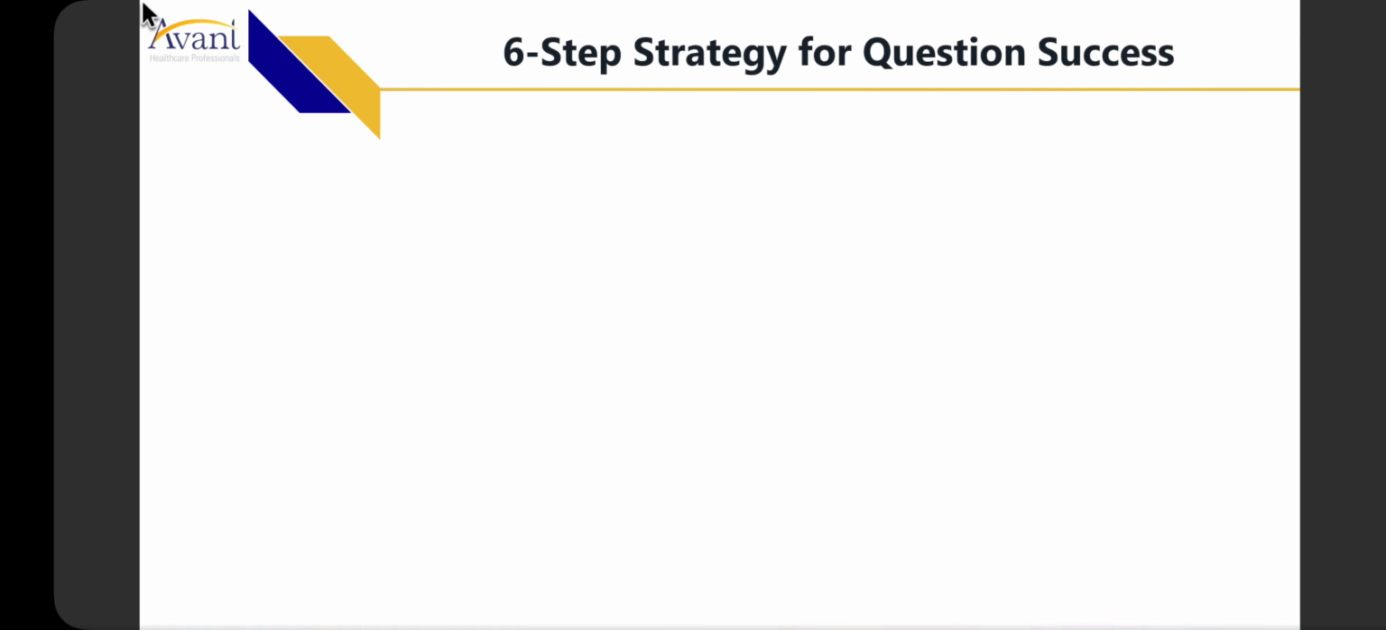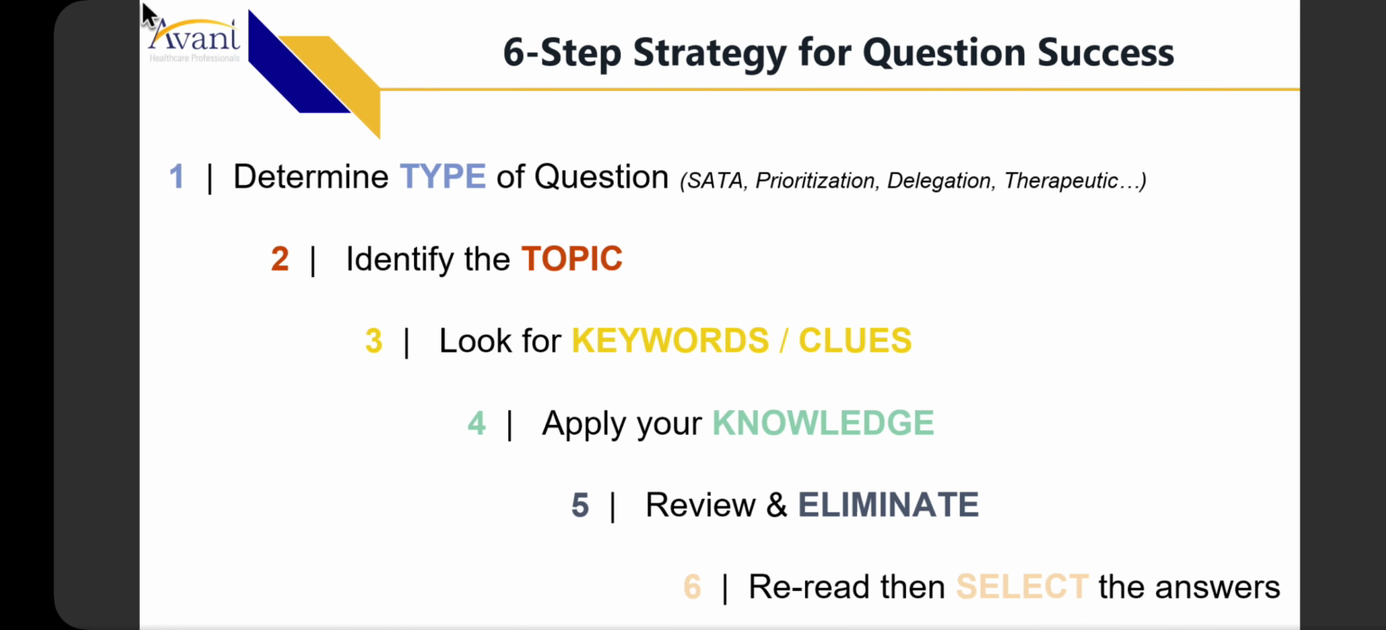Also, therapeutic communication is one of those strategies. The main strategy we use with our program is the six steps to question success. This is the key, guys. This is what you need to use. You need to start practicing now using the six steps.